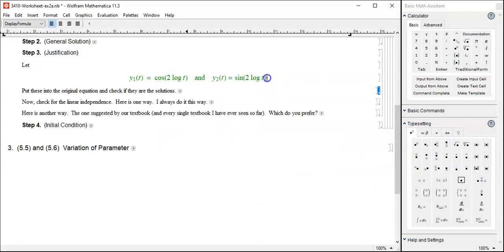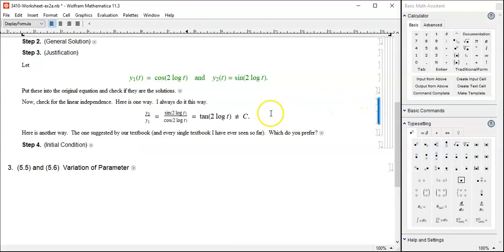Next step, are these two functions linearly independent to each other? Let's check the collinearity. Is one function constant times another? Well, if you take the ratio of the two, do I get a constant? No, I don't get a constant function. We get tangent of something. This is not a constant. So these two functions are not collinear, not constant times the other, which means they are not linearly dependent. So they are linearly independent. That's one way to handle it.